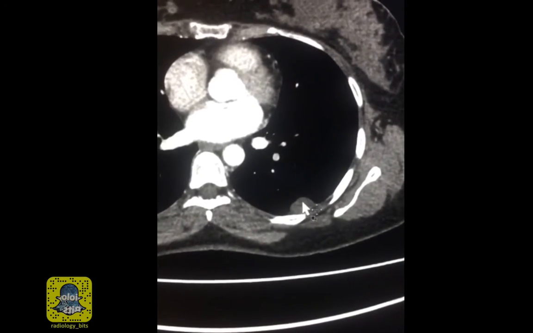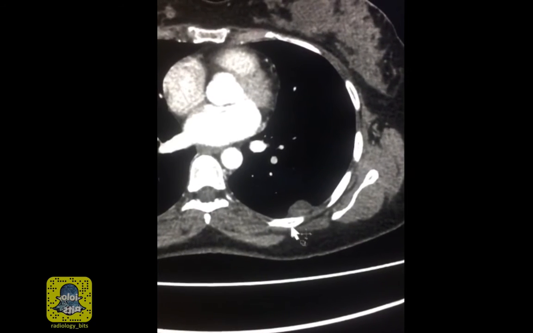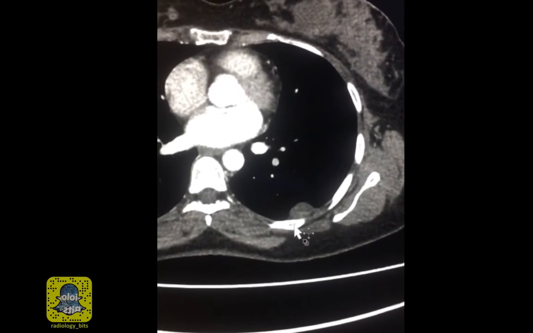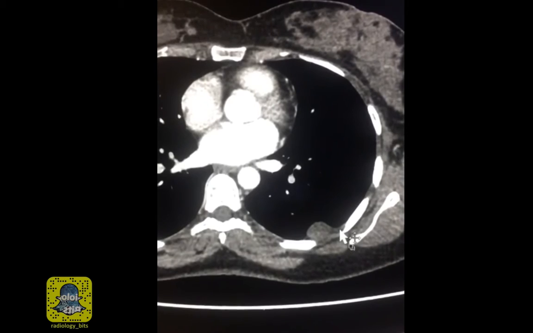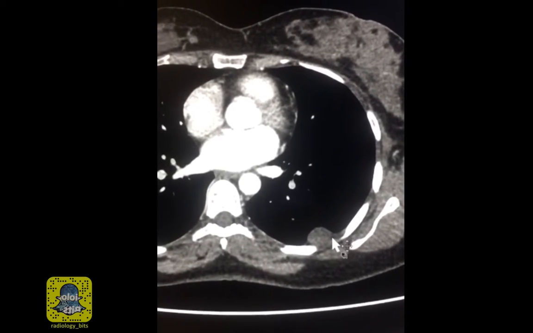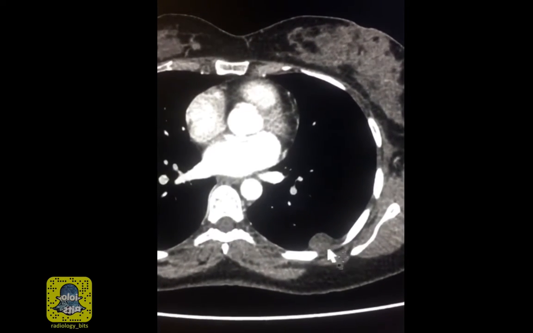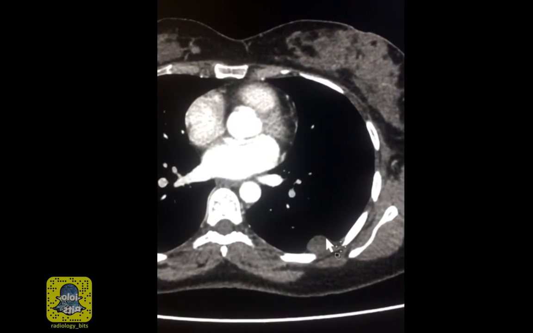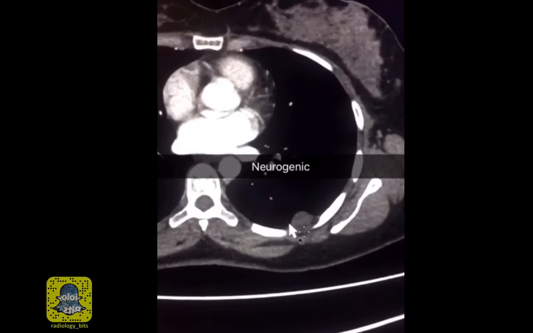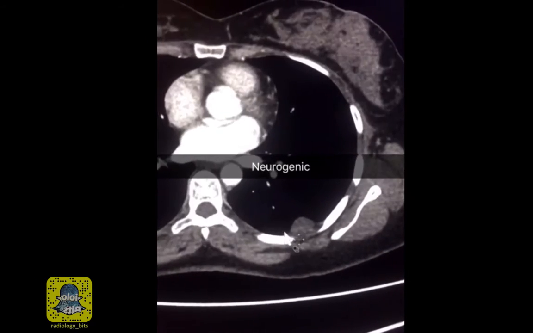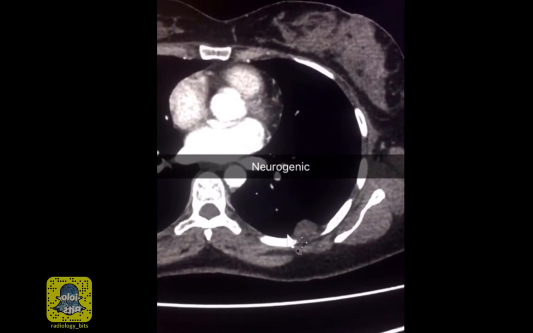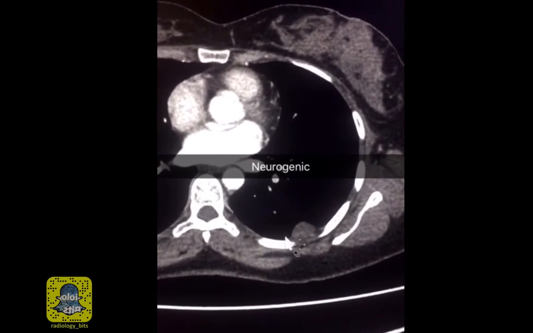It has soft tissue density and is well defined without aggressive or invasive features. There is a suggestion of elevation of the subpleural fat, meaning that this could be subpleural in nature. And it has this oblong appearance in the intercostal space. All of these features are suggestive of a neurogenic tumor.